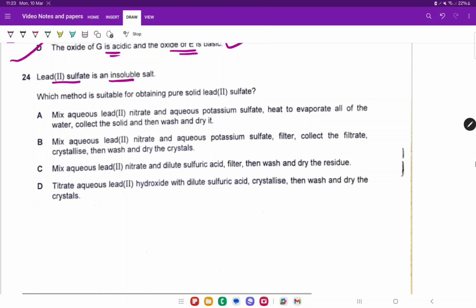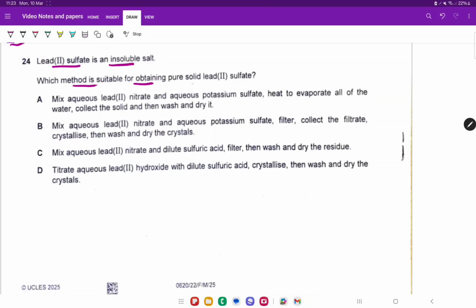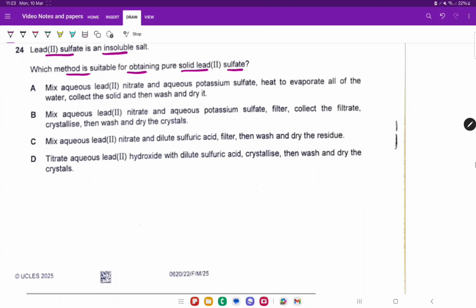Lead 2 sulfate is an insoluble salt. Which method is suitable for obtaining pure lead 2 sulfate? Mix aqueous lead nitrate and aqueous potassium sulfate. Heat to evaporate all of the water, collect the solid and dry it.